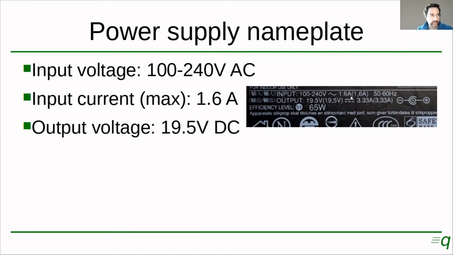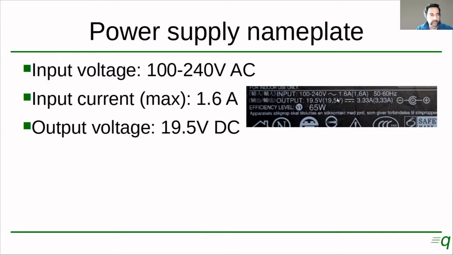The next thing we see is, before we move to the output, it also shows that this power supply can work with 50 or 60 hertz. So again, this can be used in Europe or in the United States. The next thing that's shown in this nameplate is the output. It shows 19.5 volts. And here the symbol for DC.